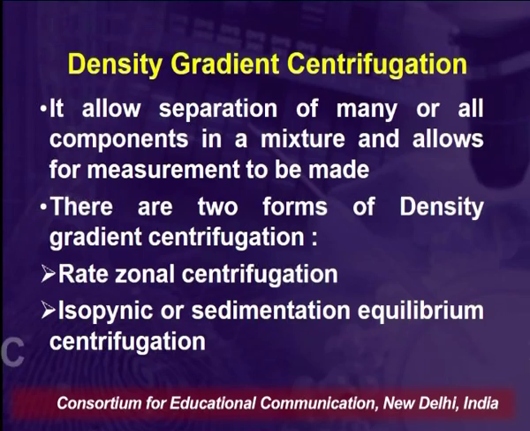The most important centrifugation techniques which we are using are density gradient centrifugation, differential centrifugation and ultracentrifugation. When we talk about density gradient centrifugation, it is divided into two parts: rate zonal centrifugation, or isopycnic or sedimentation equilibrium centrifugation. Density gradient centrifugation, as the name suggests, allows the separation of many or all components in a mixture and allows for measurement to be made. Two types of density gradient centrifugation are there: rate zonal, or isopycnic or sedimentation equilibrium centrifugation.